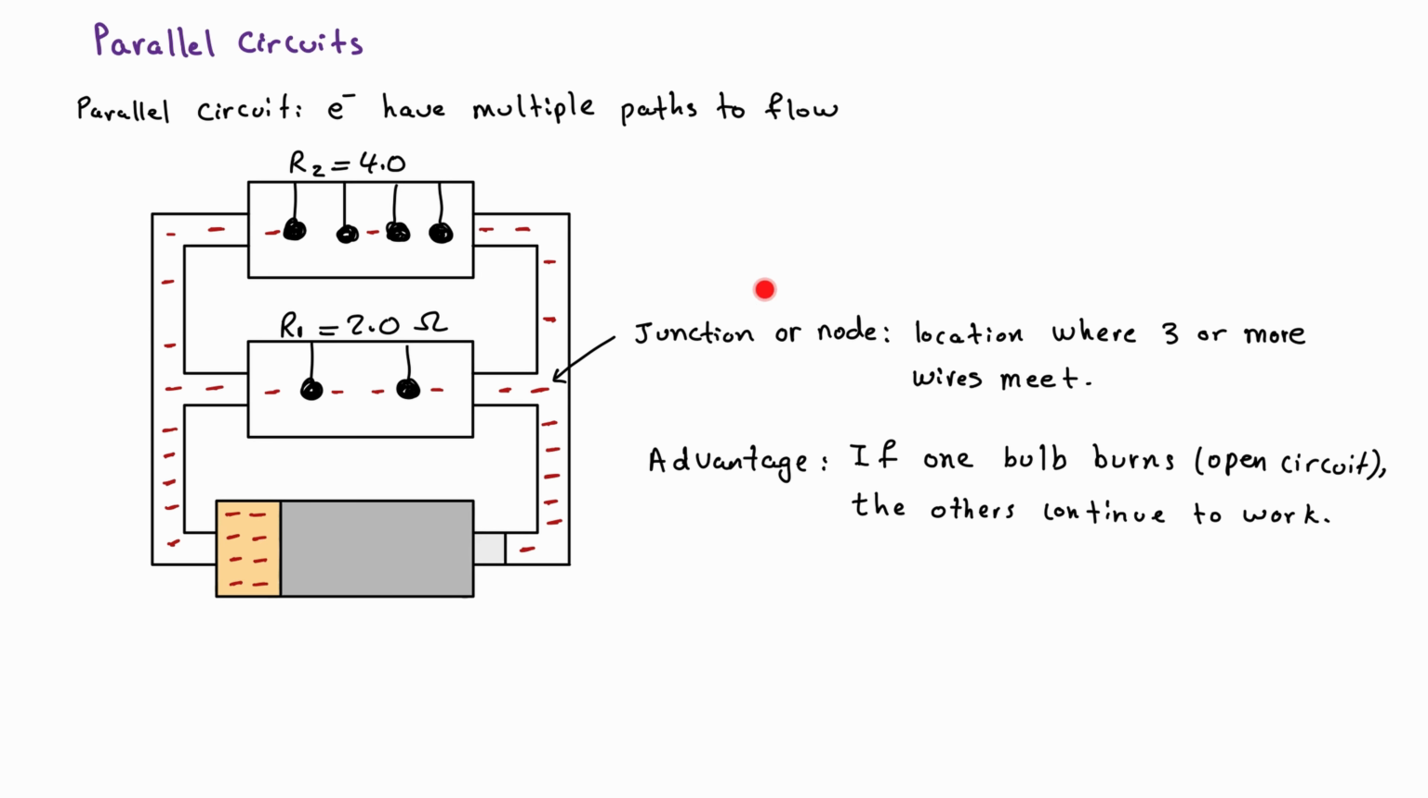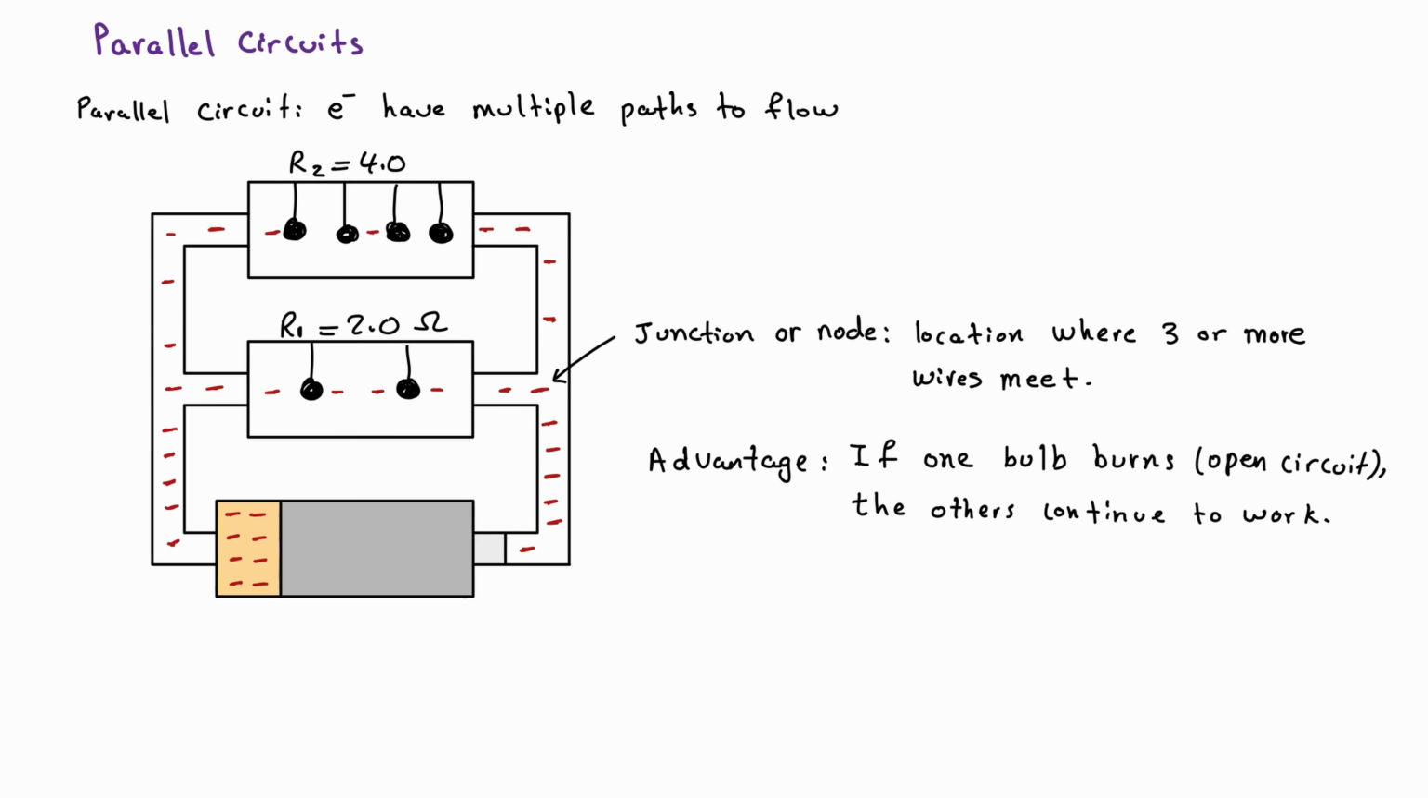flow. The location at which their path changes, or location where three or more wires meet, is called either a junction or a node. So in this case, this is one junction here where as electrons are going, there's one wire here, one wire here, one wire here in order to make this connection. And in here, we got one wire, two wires, and three wires. So we got a total of three wires in this junction and three wires in this one.